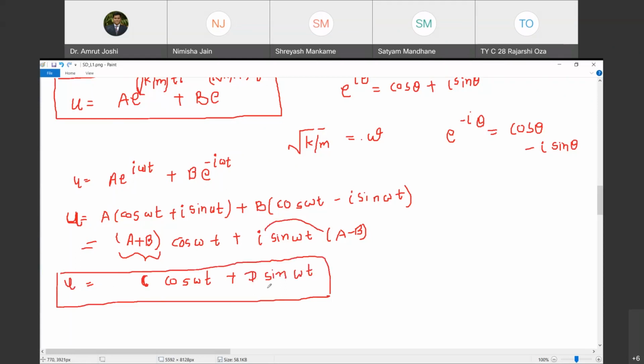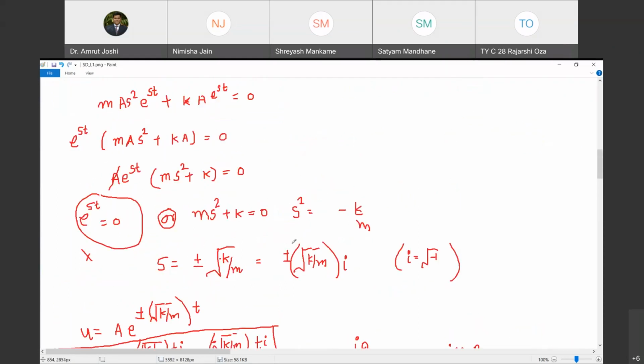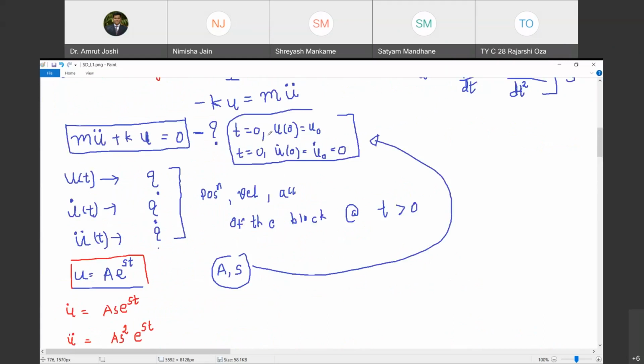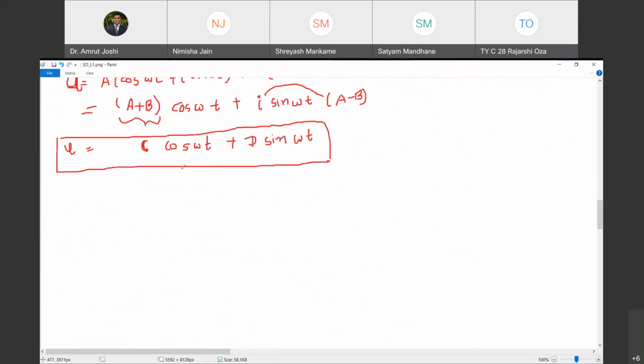Now, how do you get the values of c and d? So you have two boundary conditions. At t equal to 0, u of 0 is u0, and at t equal to 0, u dot of 0 is u0 dot, or equal to 0. If you substitute these two boundary conditions here, you will get two equations in c and d. You will solve for that, and you will get the solution for u and for c and d. Are you with me? Yes, sir. So this part we are going to do next.